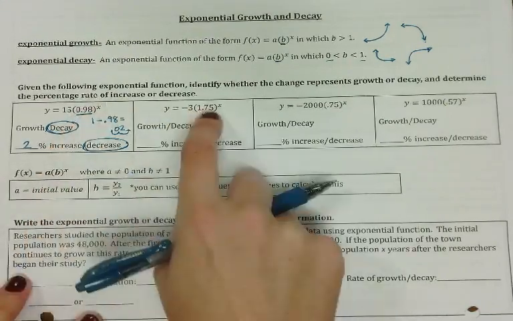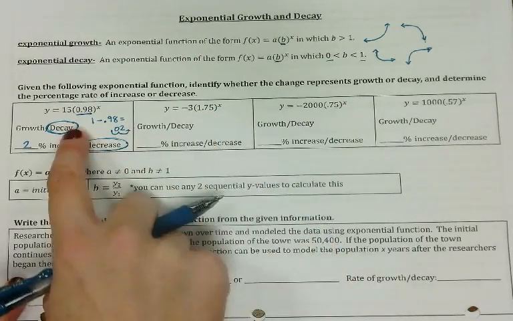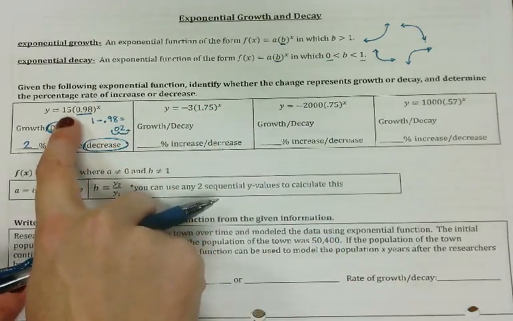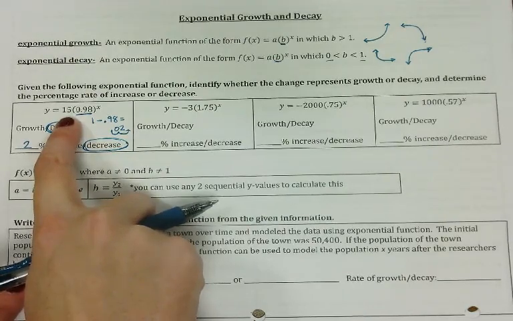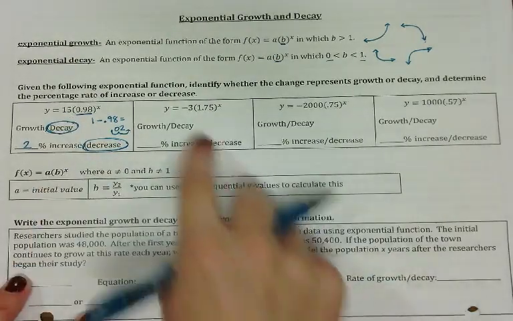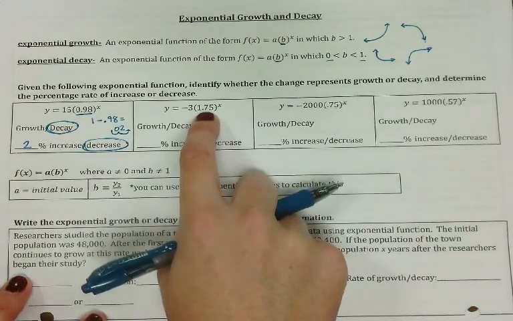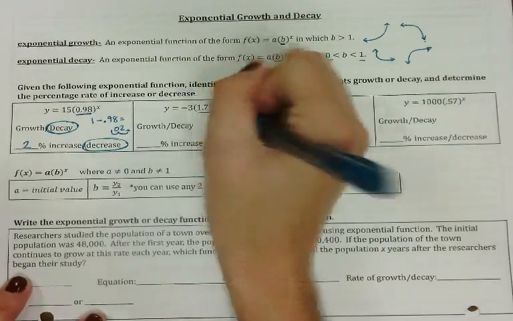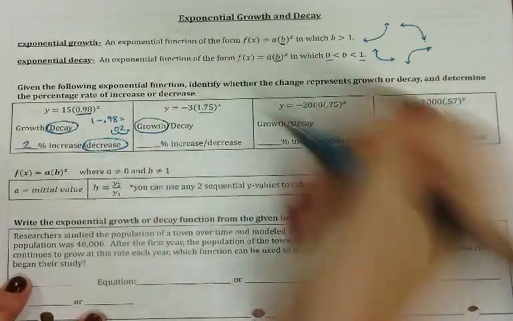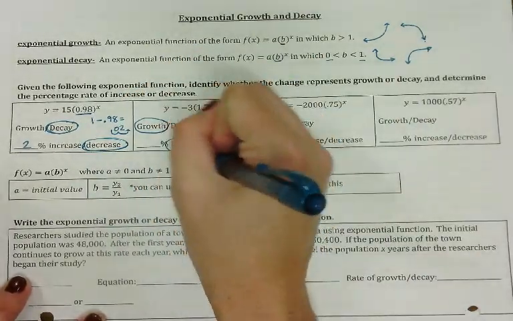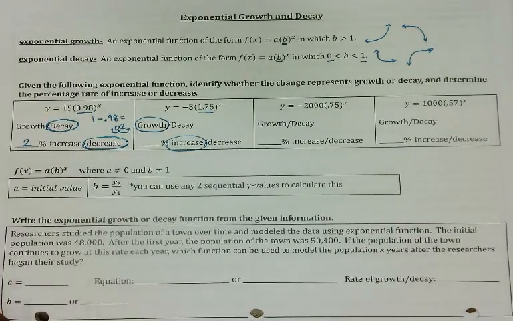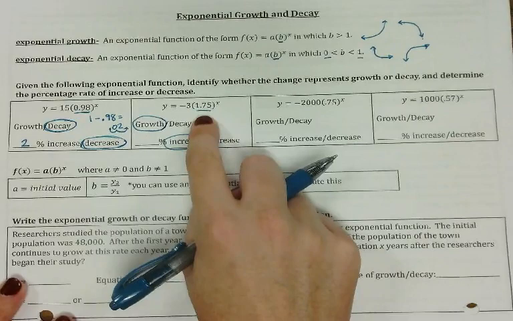Okay. Let's look at this guy here. Now guys, did the 15 control anything with our growth and decay? No, that's just the a value. All right, guys? We're not worried about that right now. Okay, now let's look at this guy. Romina, is 1.75 going to be growth or decay? Growth. So that growth right here is also going to be an increase, right? When we grow, we are increasing. But how much are we increasing by?